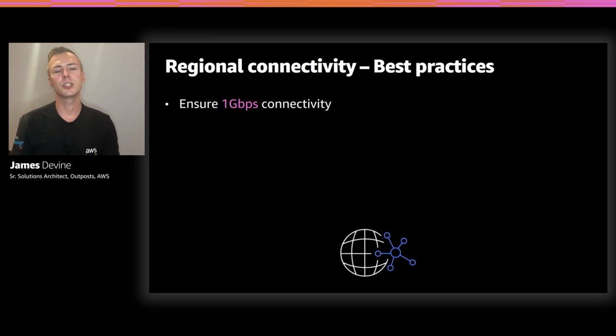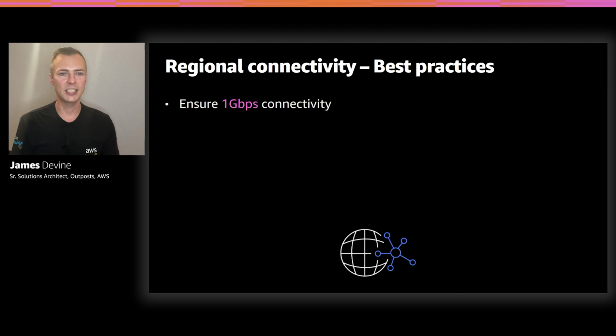Some best practices on regional connectivity. First and foremost, we really are recommending, as a requirement, having 1 gigabit per second connectivity. The reason for that is we want the experience of using an Outpost to be just as similar in the region as it is to an Outpost. We don't want it to be any different. So that's why we're really requiring that 1 gigabit per second connectivity.